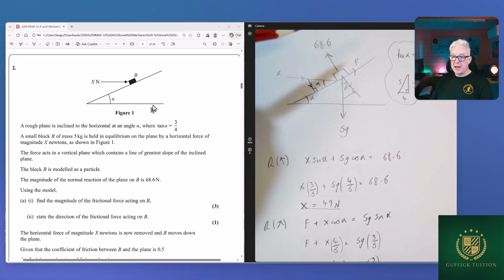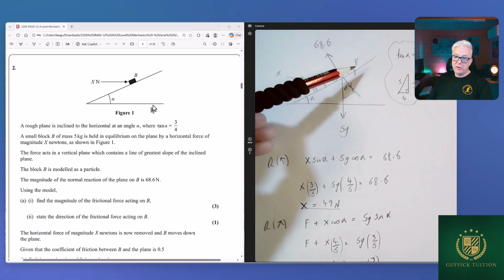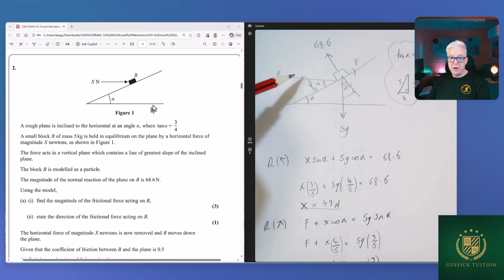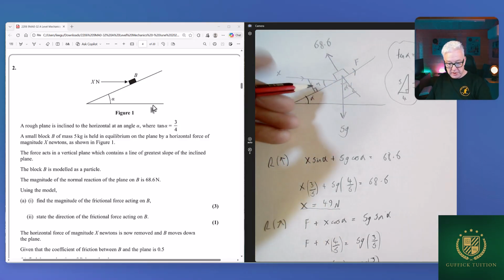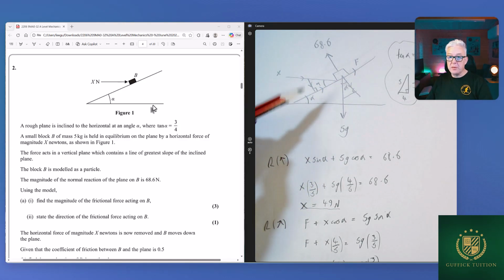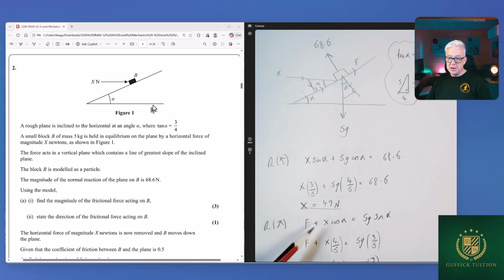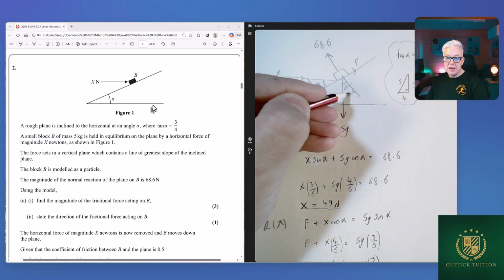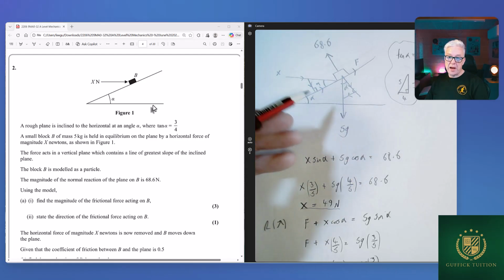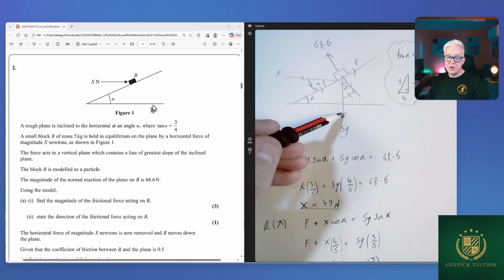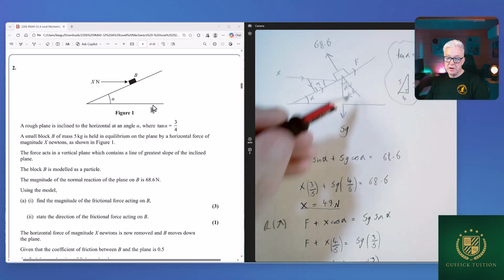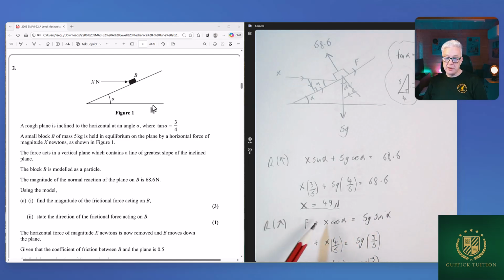So moving up the plane, it's in equilibrium. I've got the force F and I've got the component of this force X that is acting up the plane. The component of X that's acting up the plane is going to be X cosine alpha. So the 2 forces acting up the plane are F add X cos alpha. And then acting down the plane is the component due to the weight, which is 5g sine alpha. It's in equilibrium, so the forces acting up the plane equal the forces acting down the plane.